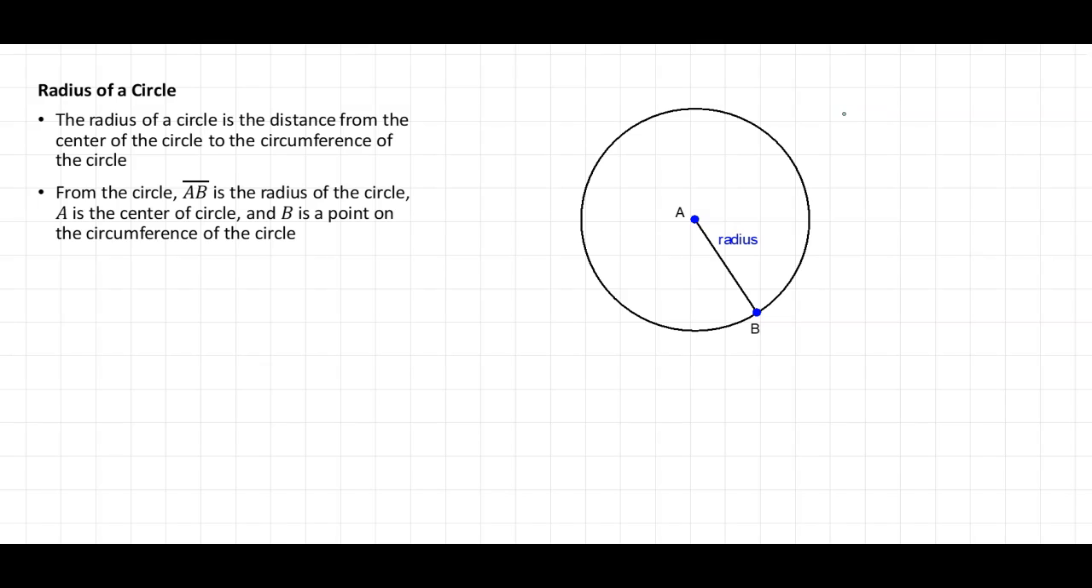The radius of a circle is the distance from the center of the circle to any point on the circle. So if I have a point right here, the radius is going to be from A all the way to that point. Let's call that C. So AC also is considered to be the radius of the circle. It's the distance between the center of the circle and any point on the circle.